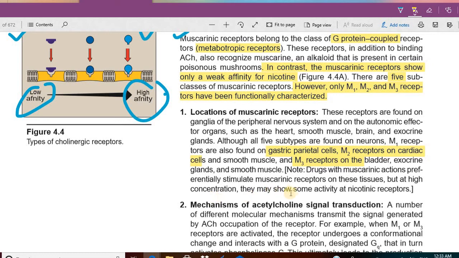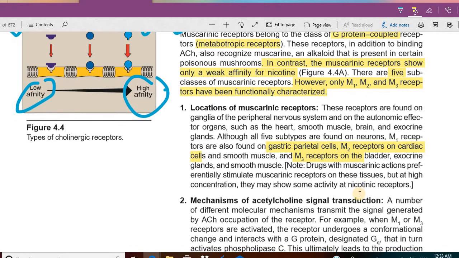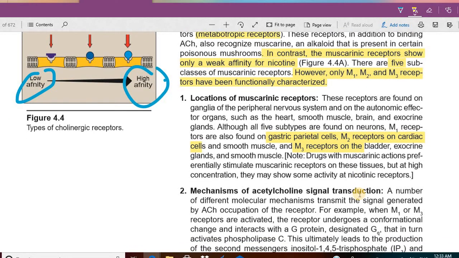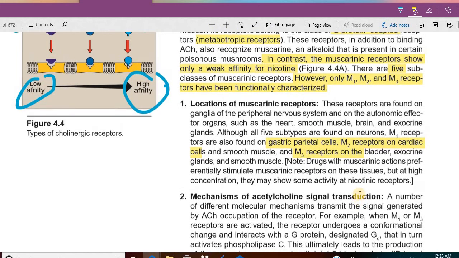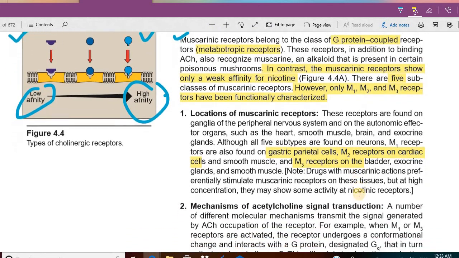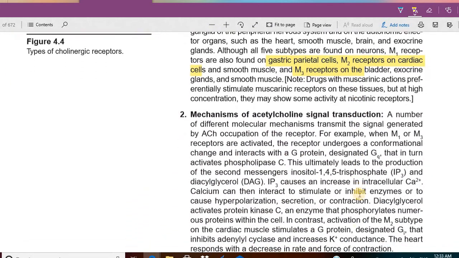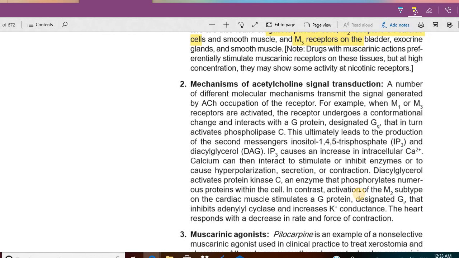Drugs with a muscarinic action preferentially stimulate muscarine receptors on these tissues, but at the high concentration, they may show some activity at the nicotine receptors. So, जो muscarinic drugs होती हैं वो मेजरली मतलब हाई एफिनिटी शो होंगी मस्करिन रिसेप्टर लेकिन लो में जैसे कि हमने डायग्राम में देखा है वो लो में आपकी निकोटिन रिसेप्टर्स पर भी एक्ट कर सकते हैं. Now we are discussing the mechanism of acetylcholine signal transduction.